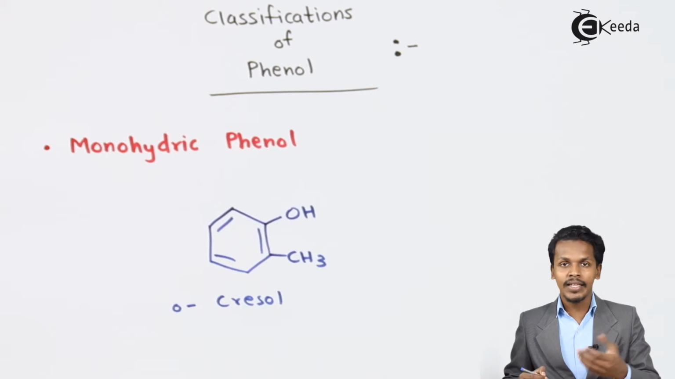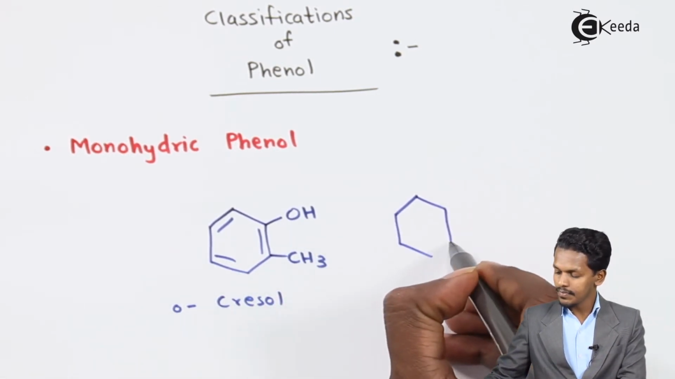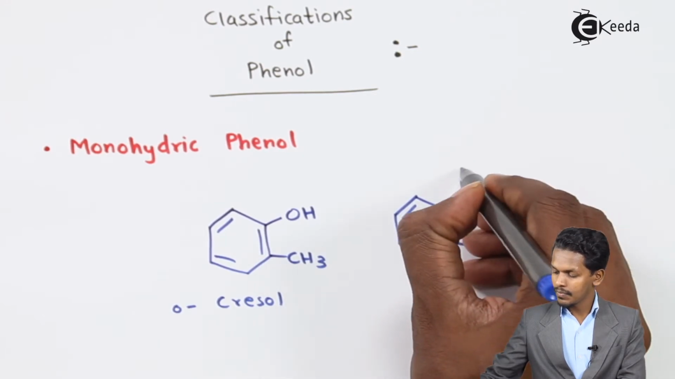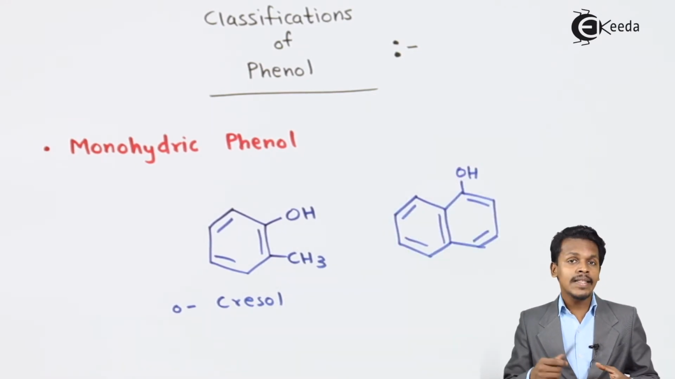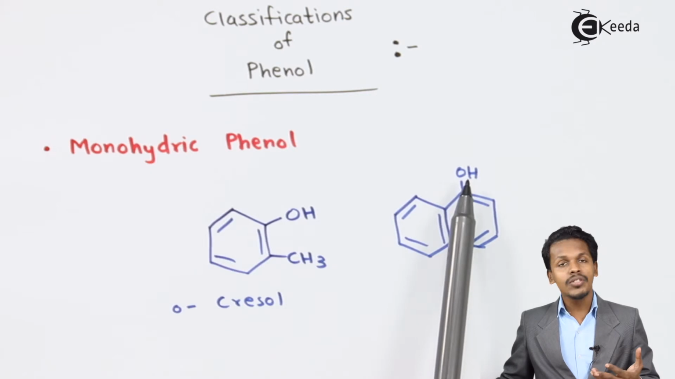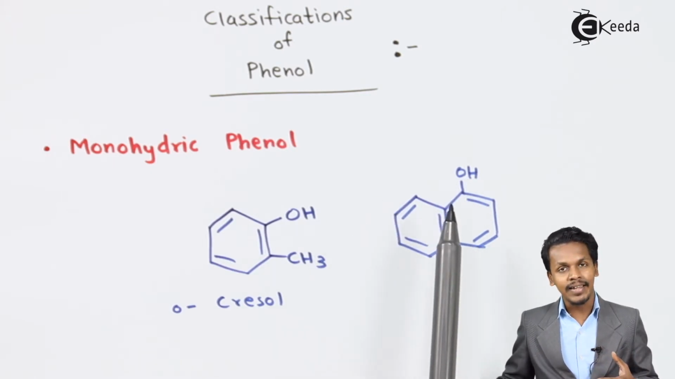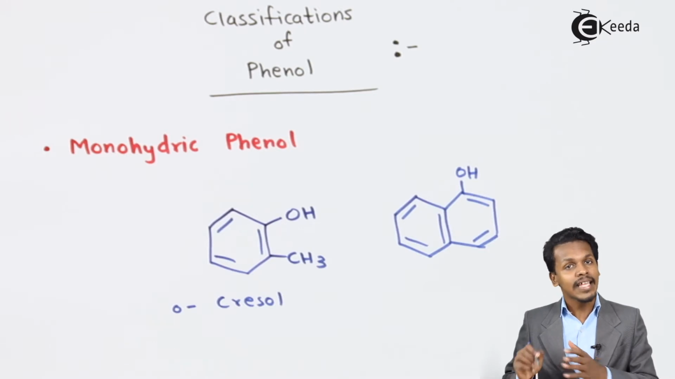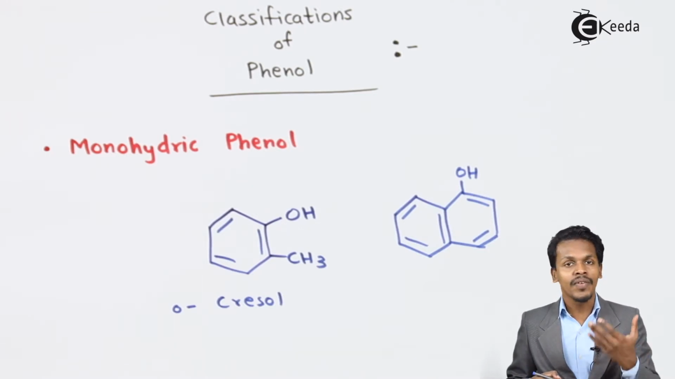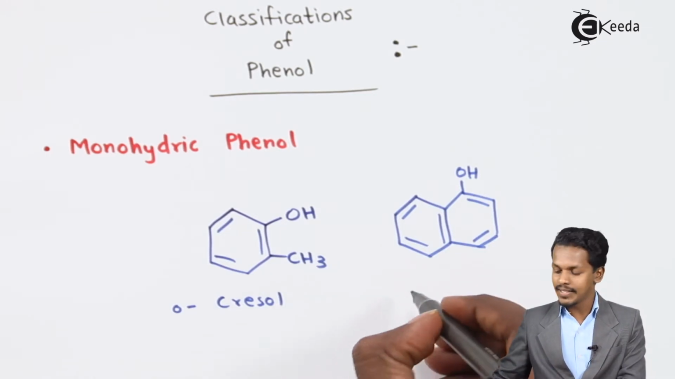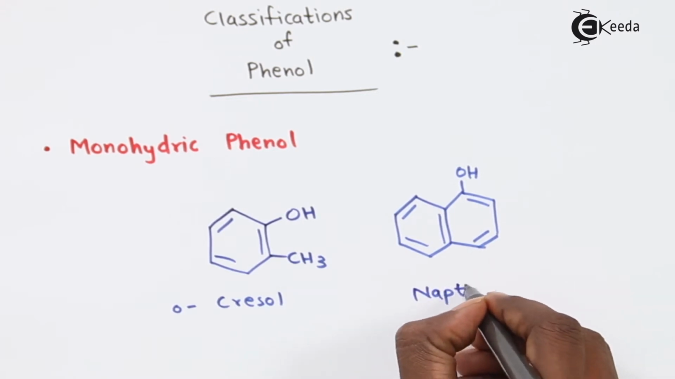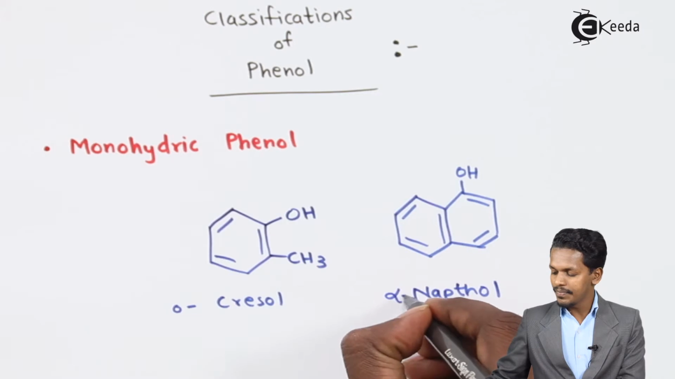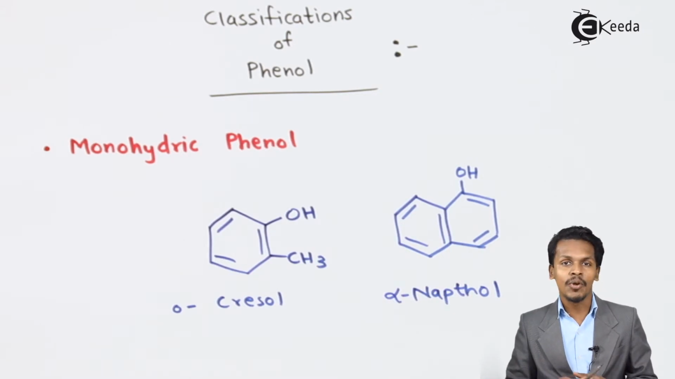Let me talk about another one. In this example the OH group is attached to the naphthalene ring, and here this is a benzene-like structure, and that is the reason even this is considered an example of a monohydric phenol. The name of this is naphthol, basically alpha naphthol. So even this is an example of monohydric phenol.